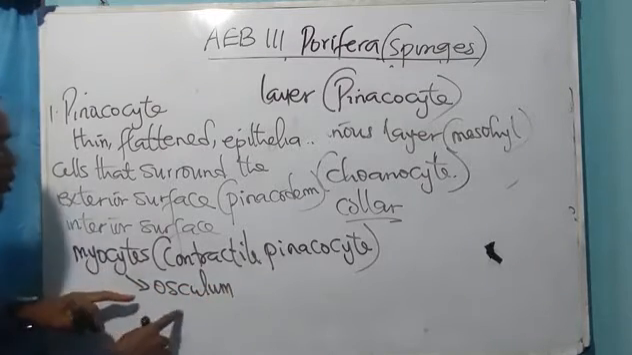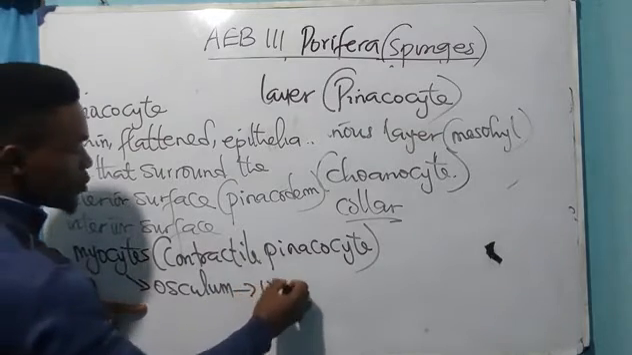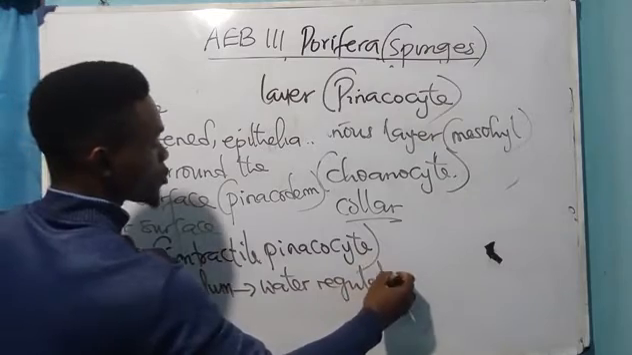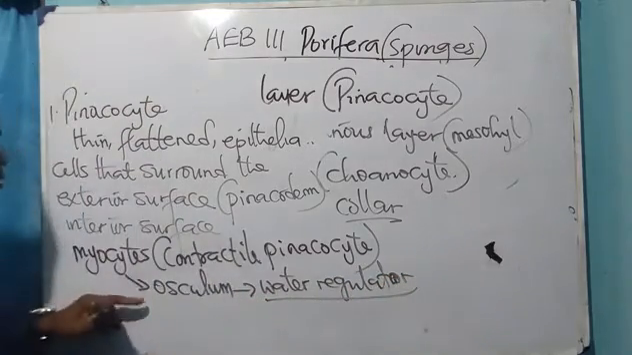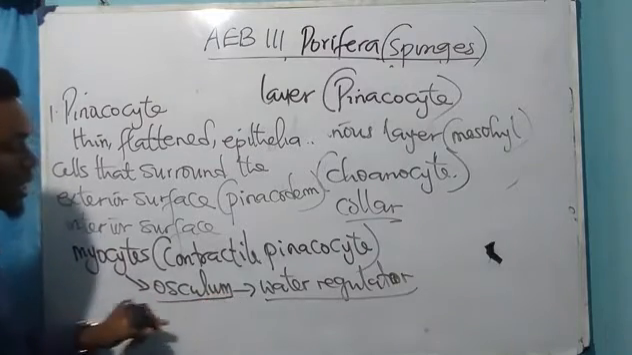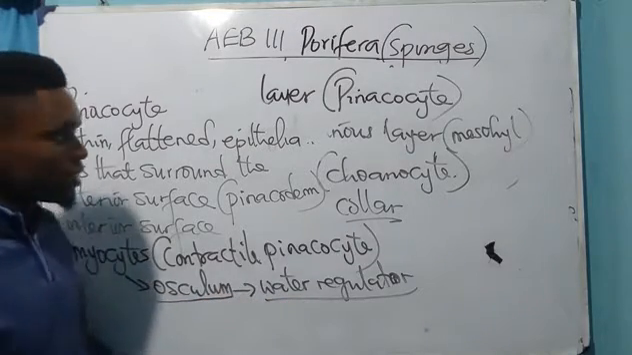Now when they are found in the osculum, they act as a water regulator. Take note of that. A contractile pinacocyte called myocytes is arranged around the osculum and it regulates water. Take note of that.